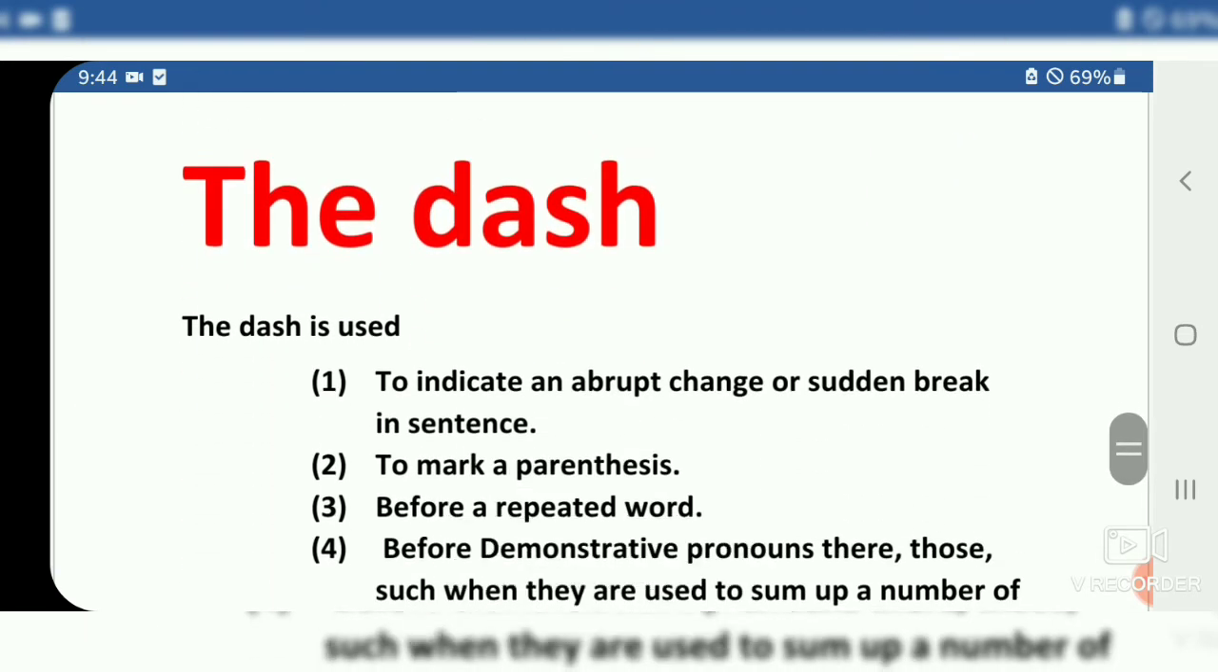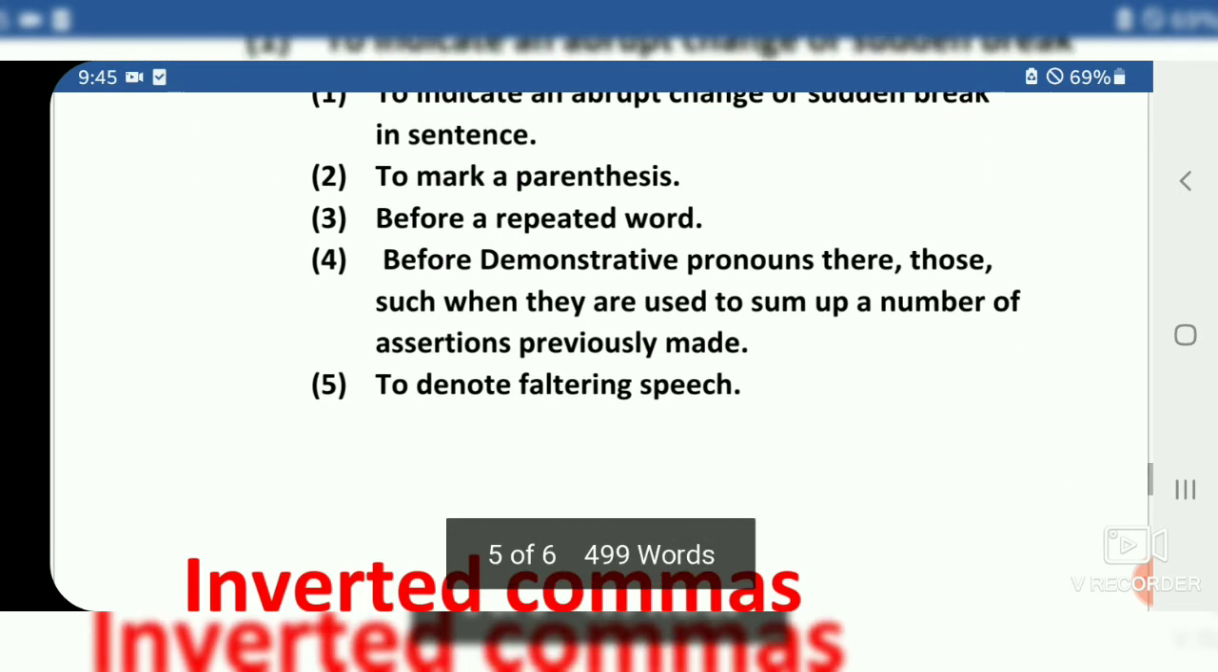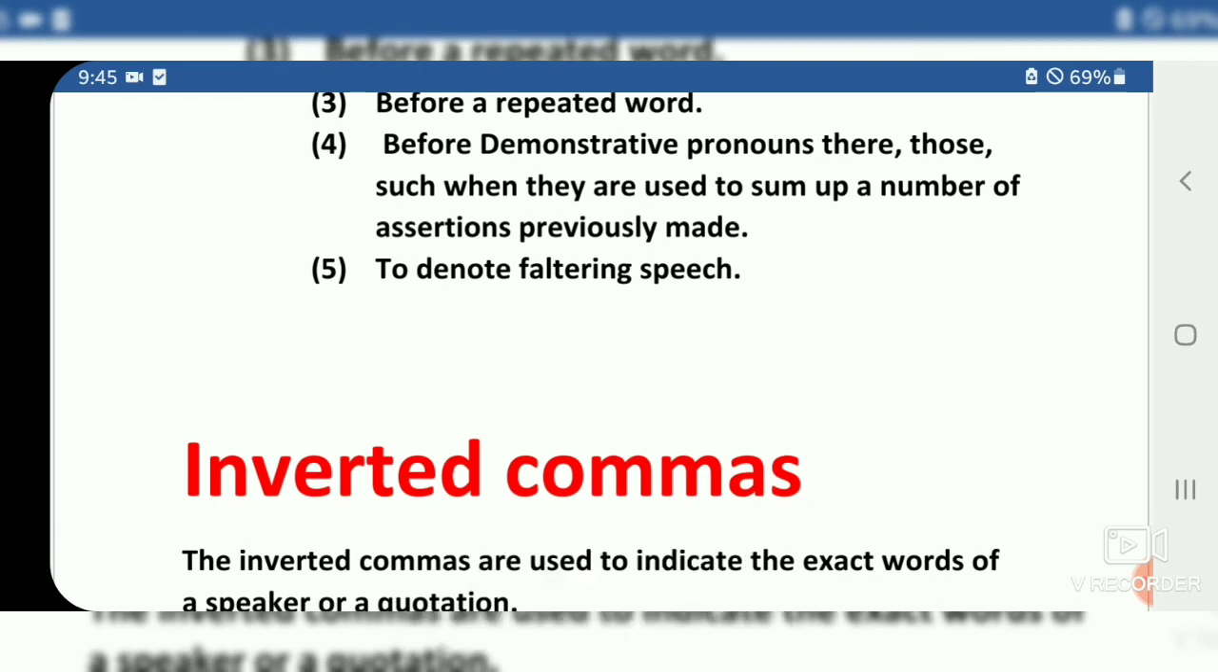The next type is the dash. The dash is used, number 1, to indicate an abrupt change or a sudden break in a sentence. Number 2, to mark off a parenthesis. Number 3, before a repeated word. Number 4, before demonstrative pronouns like these, those, such when they are used to sum up a number of assertions previously made. Number 5, to denote faltering speech.